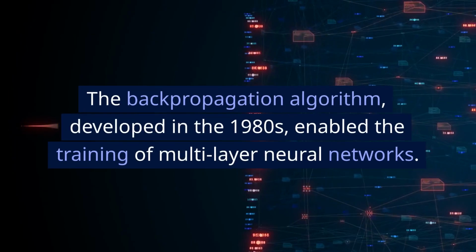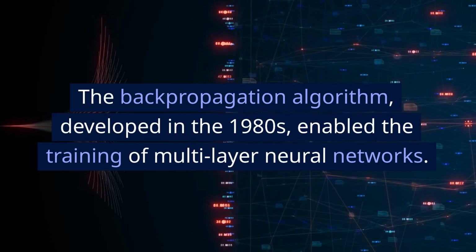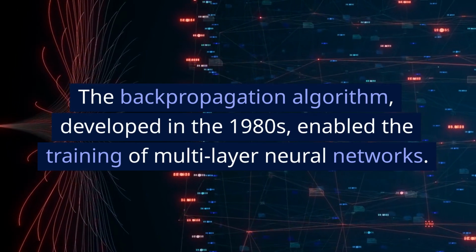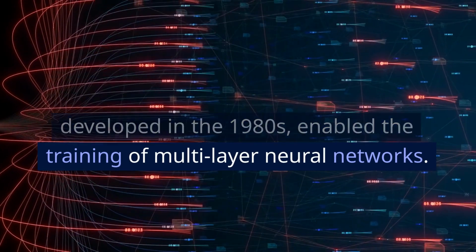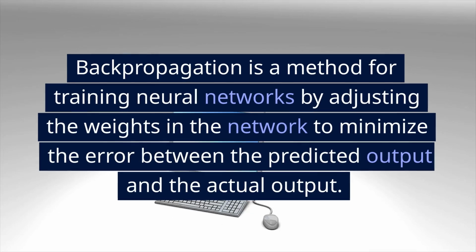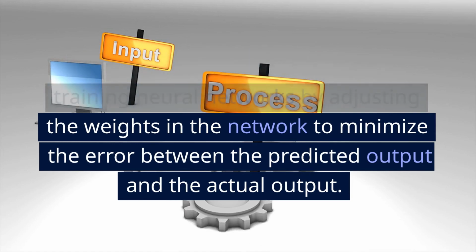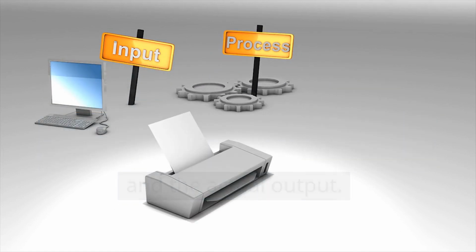Backpropagation. The backpropagation algorithm, developed in the 1980s, enabled the training of multi-layer neural networks. Backpropagation is a method for training neural networks by adjusting the weights in the network to minimize the error between the predicted output and the actual output.